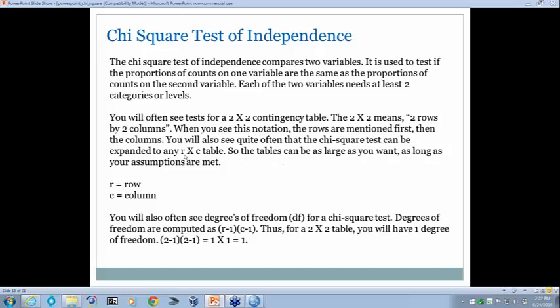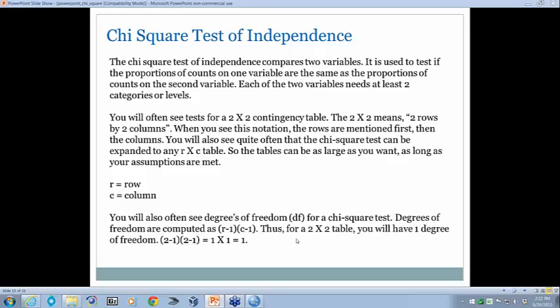Also, sometimes you'll see people talk about hypothetically an R by C table. Chi-square doesn't have to be 2x2. It could be 20 by 40 if you have a big enough sample. It could be any size you want, really. Tables can be as large as you want, as long as your assumptions are met. But when you see R by C, R means row, C means column.